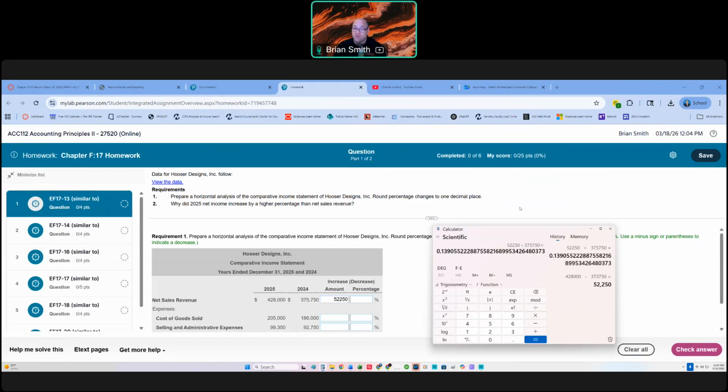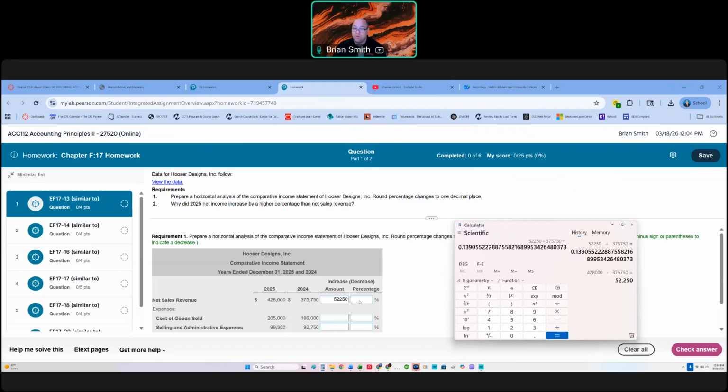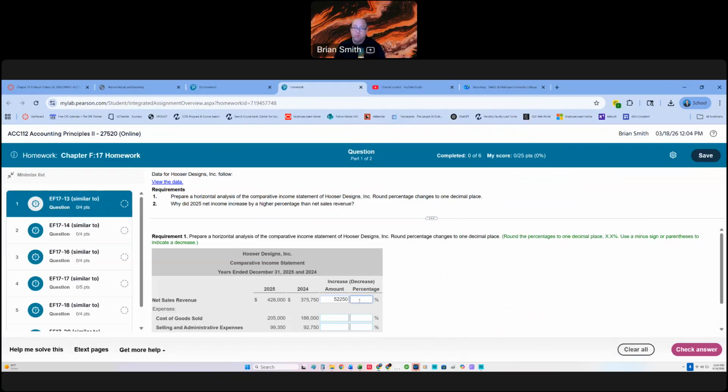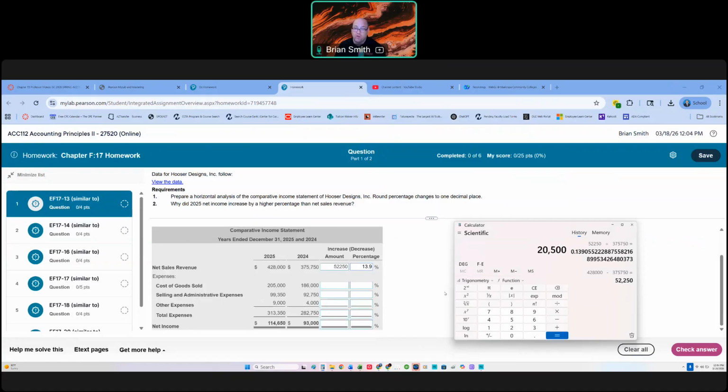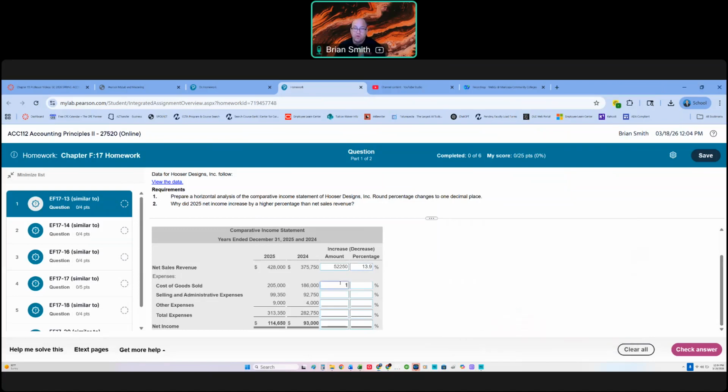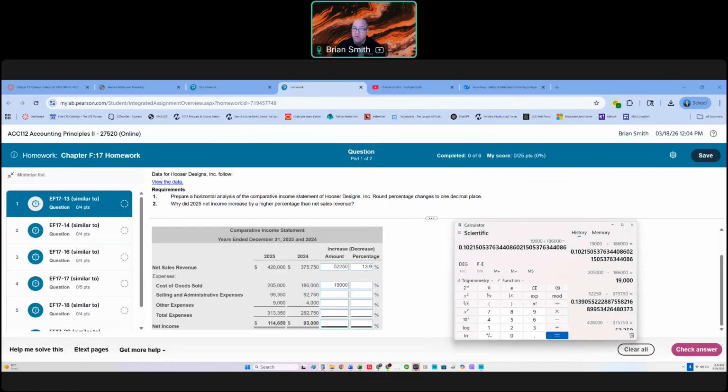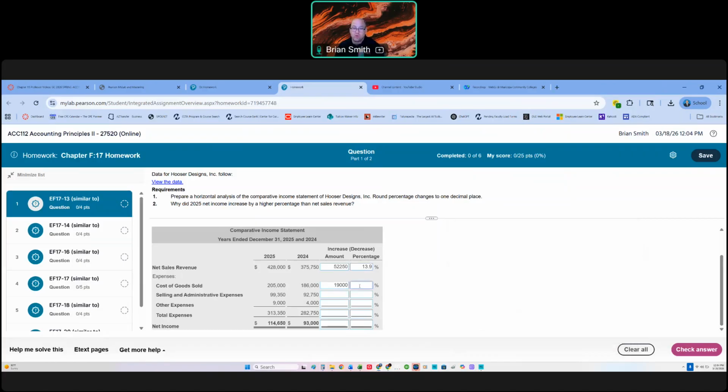I'm not going to do all of these because this is pretty repetitive. I don't want to say monkey work, but if you could do this one, you can literally do every single one of them. So I'll do cost of goods sold, and then we'll go to the next one. Minus 186. They're all increasing, so it doesn't matter. Then 19,000 divided by 186. It's 10.2. Okay, that's what we're doing here. We're just calculating the amount of change and then the percentage difference.